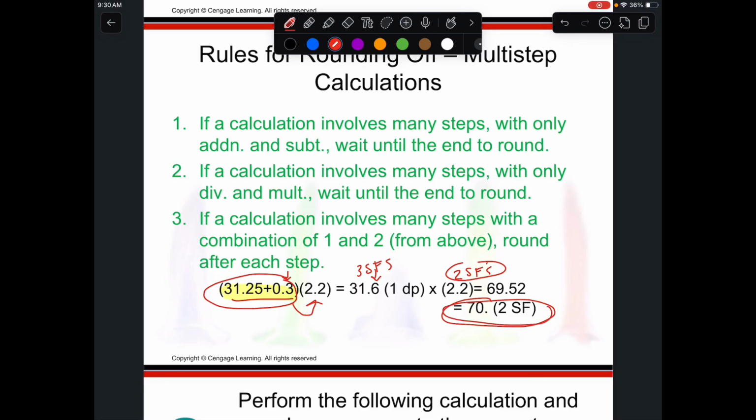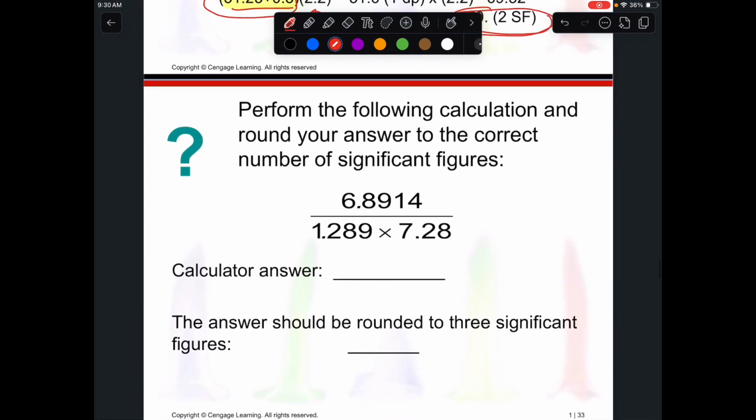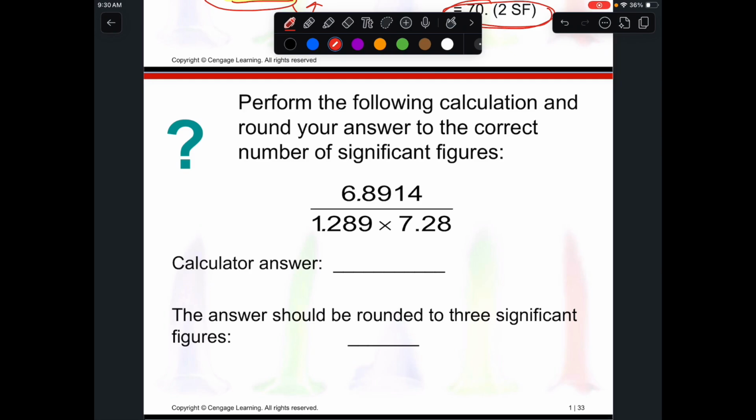Okay, so when you have multiple different mathematical steps, you want to kind of do it in pieces. Now, if it's all multiplication or all division, you can round at the very end. If it's all addition or subtraction, you can look at the decimal places at the end. But if it is multiple actions, you need to do each step individually, okay, and round and then use it on the next one. So we're going to go ahead and do a little bit of math here.